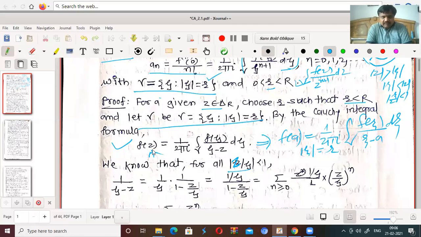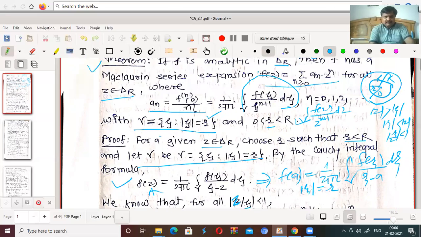Okay. f(z) = 1/(2πi) ∫... It should be your point inside. If z is inside this one, then we have that. So z we have taken here. In that case, |z| will be less than |ξ|. Therefore, |z/ξ| will be less than 1. So this is |z/ξ| < 1.